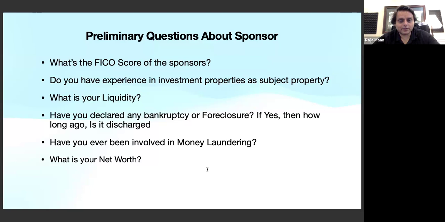What is your net worth? That is also important, because if you're applying for a $10 million loan and your net worth is only $500,000, that is a big challenge, a big no, I would say, because a lot of lenders want to see your net worth should be close to the loan you're applying for. Not always, but especially for DSCR loans, investment property loans, there shouldn't be a big gap. It should be close.